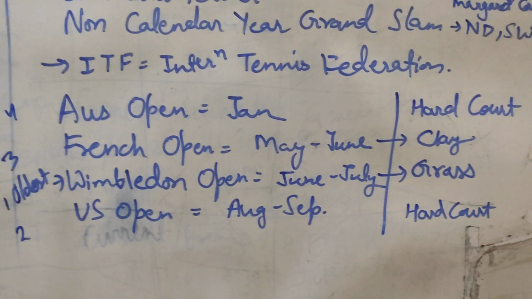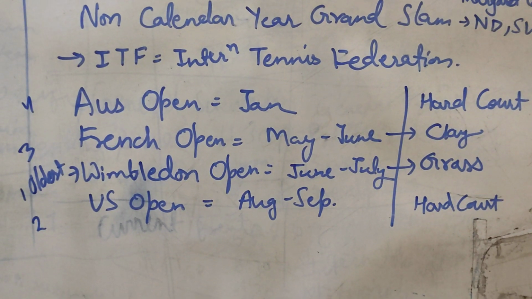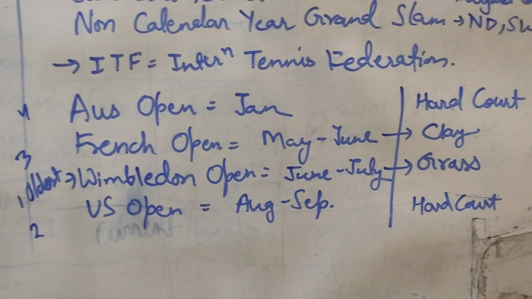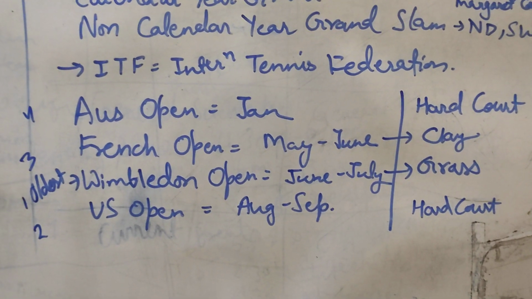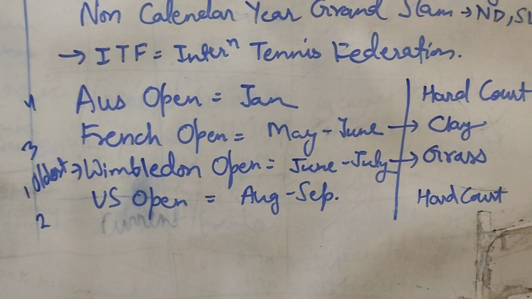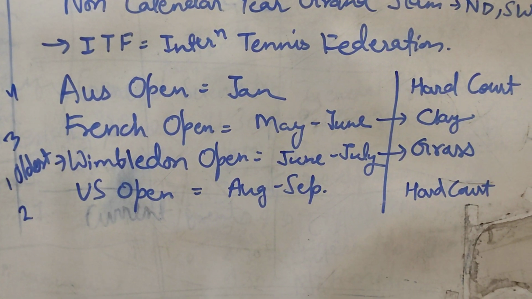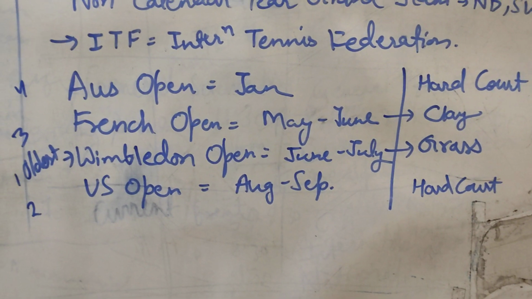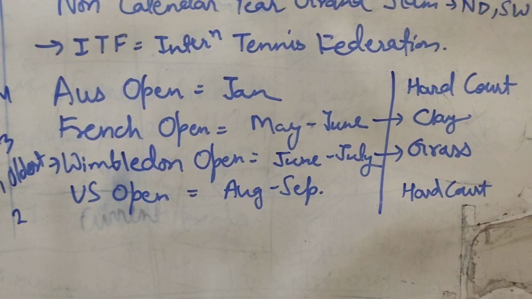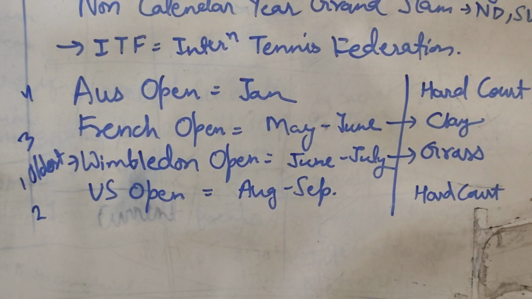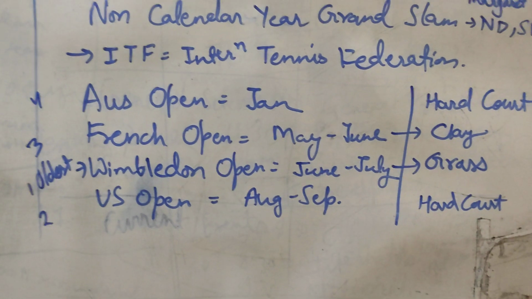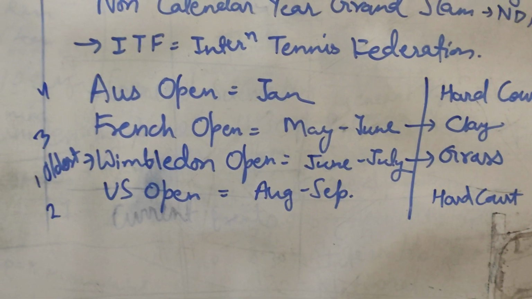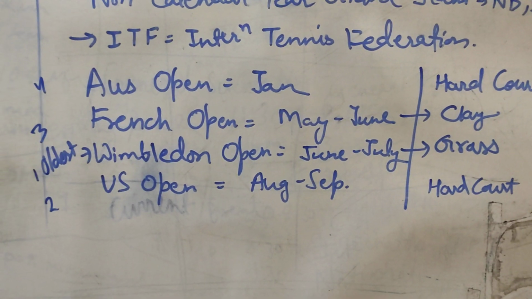Now Australia Open and US Open are played on the hard court. Okay, so tennis hard court. And the French Open, May and June, is played on clay. And Wimbledon Open on grass. So it could be asked which of these 4 is played on grass. So Wimbledon Open, which we need to answer.